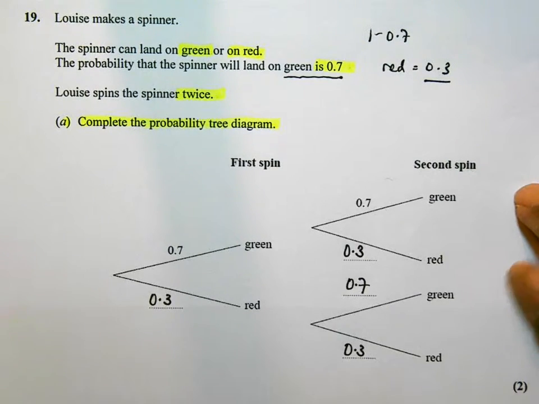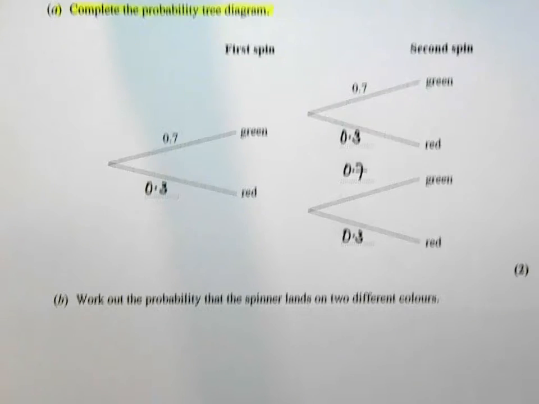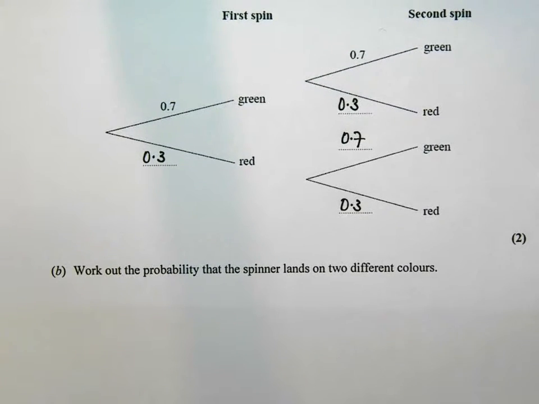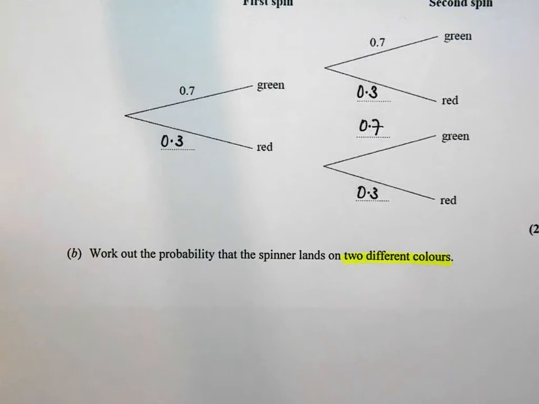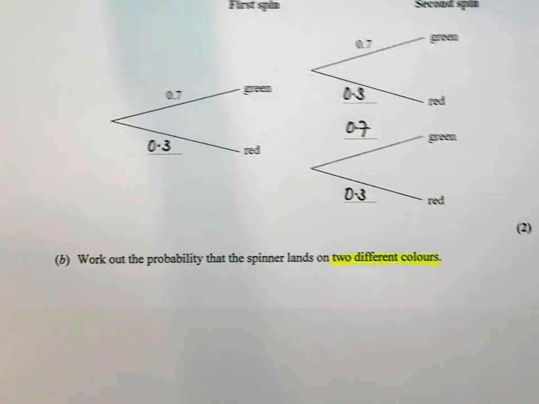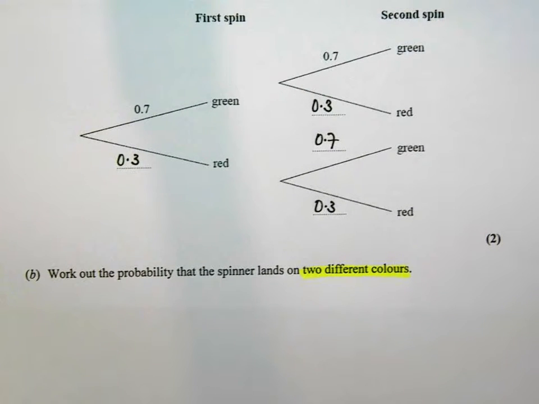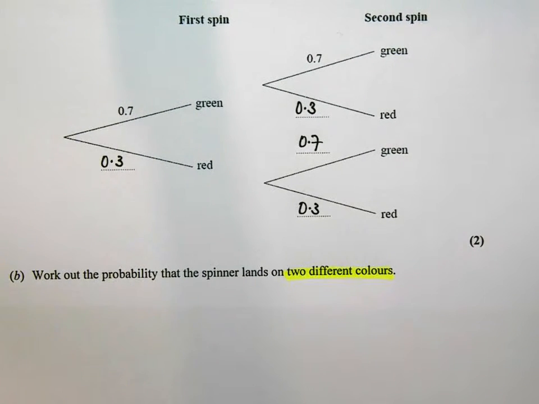Let's look at part B. In part B, the question says, work out the probability that the spinner lands on 2 different colors. Okay, what we're going to do is go back to the tree diagram and look at the different outcomes from that tree diagram.